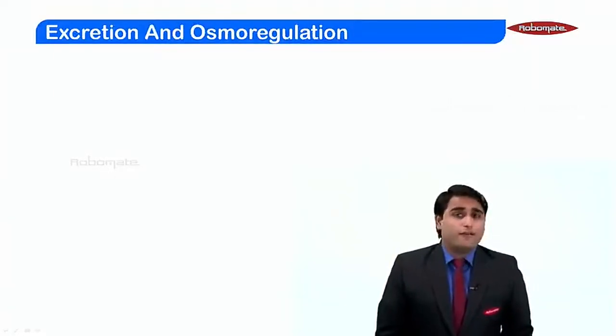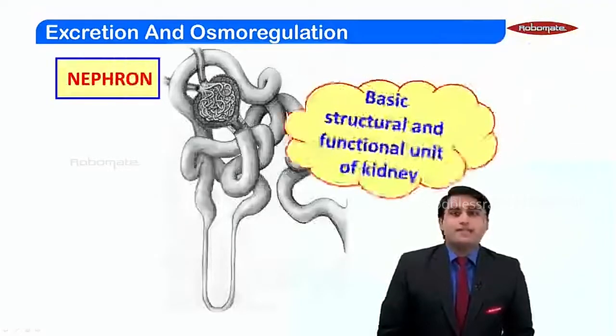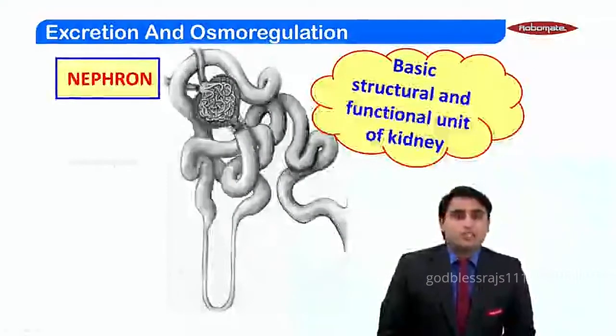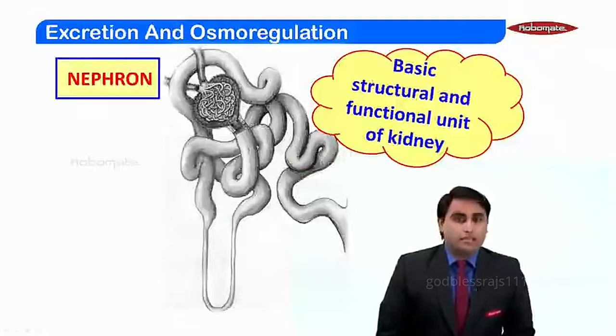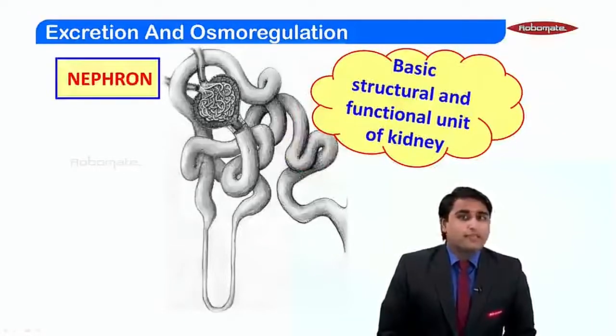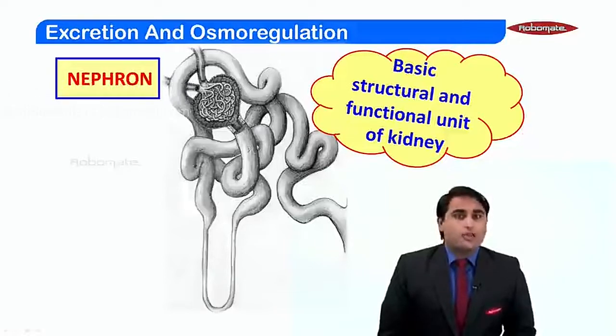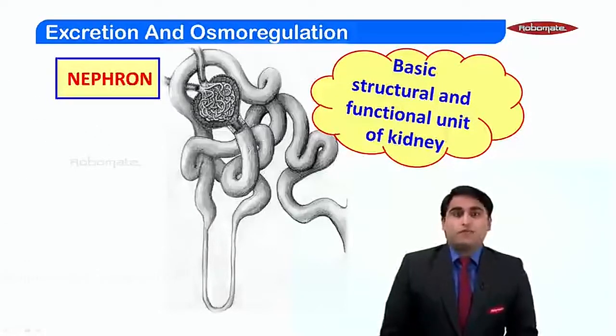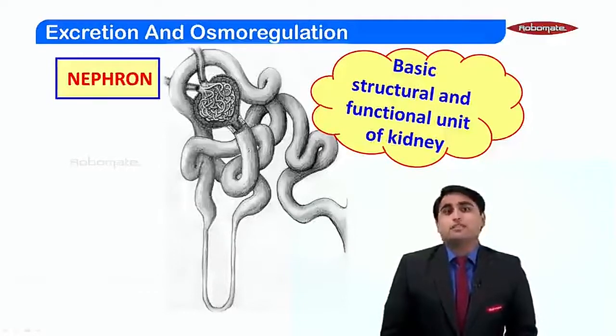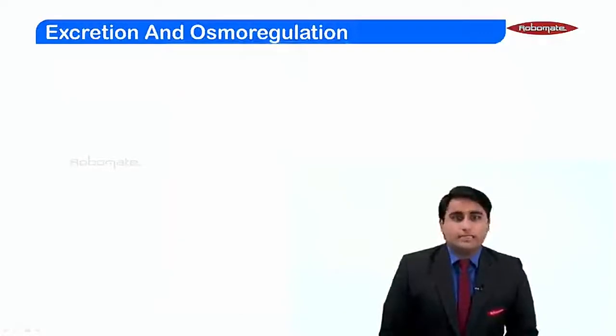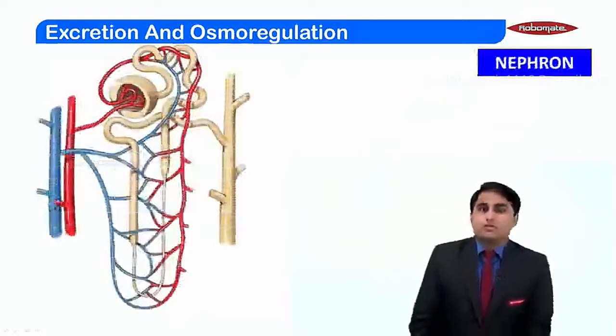So what is a nephron? Nephron is the basic structural and functional unit present in the kidneys. As you know my friends, the kidney is performing a very important function, that is filtration of blood and removing the waste products. This function is performed by the nephron, which is situated inside the kidneys. Now let's see more features of this nephron.